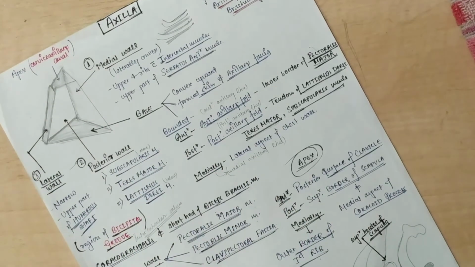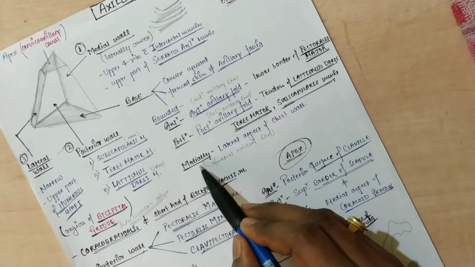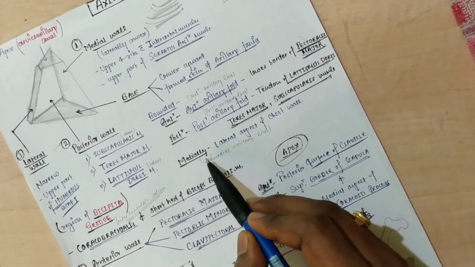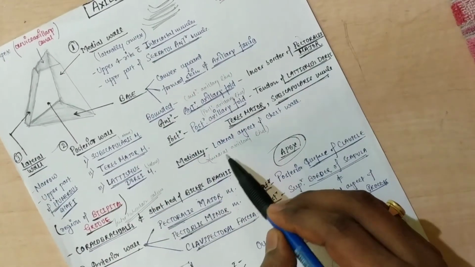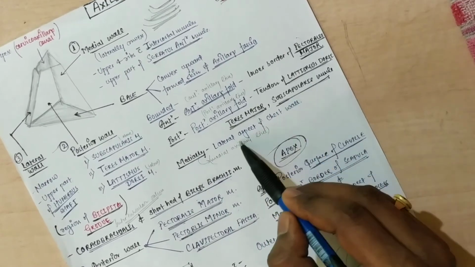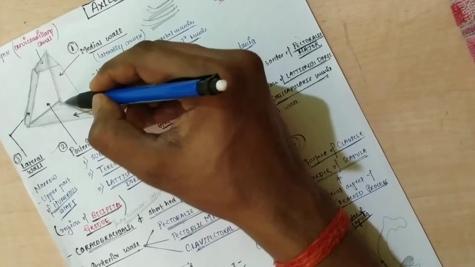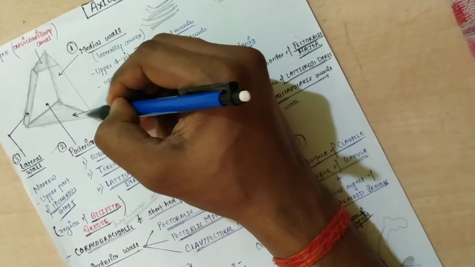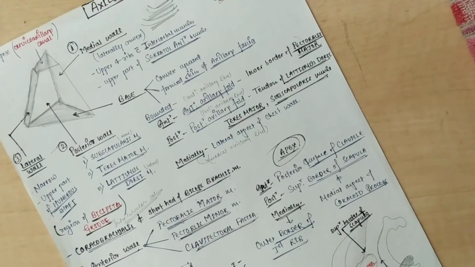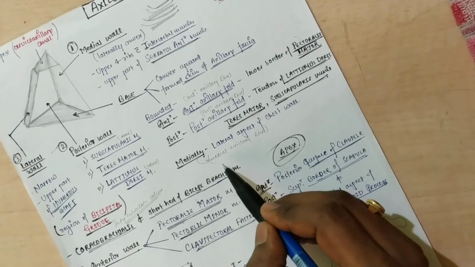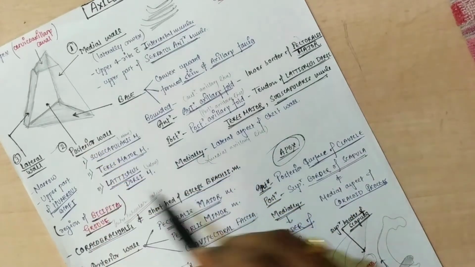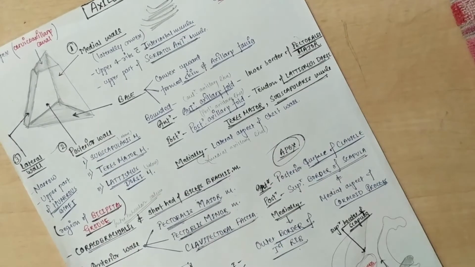Now we will talk about the medial boundary of the base of the axilla, which is formed by the lateral aspect of the chest wall. It is quite concave like this, and it crosses the medial axillary line.